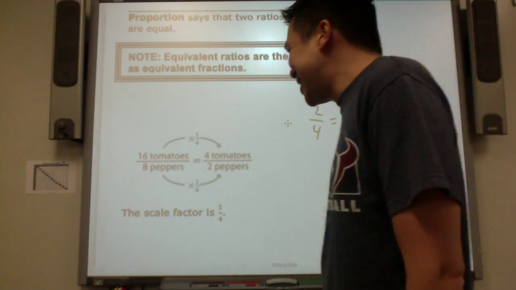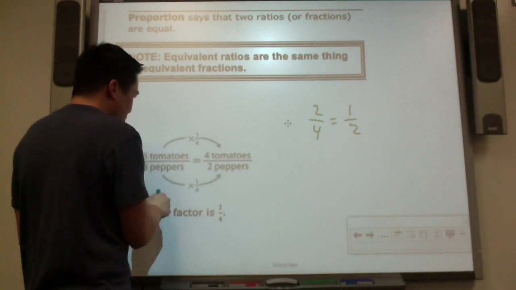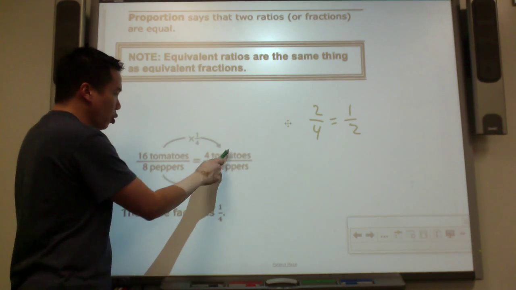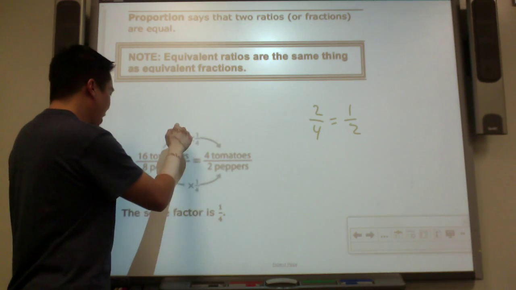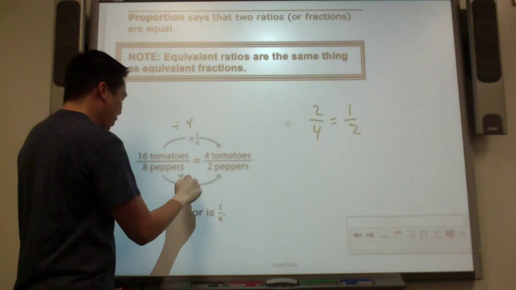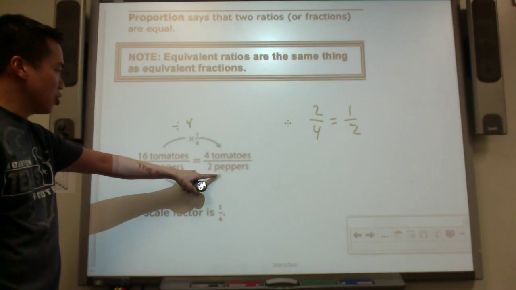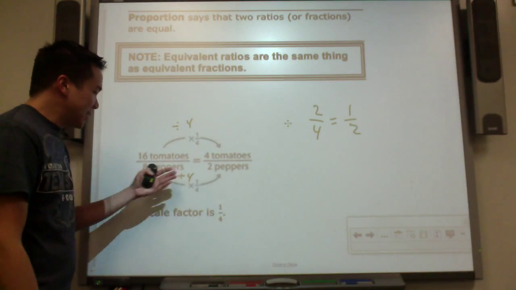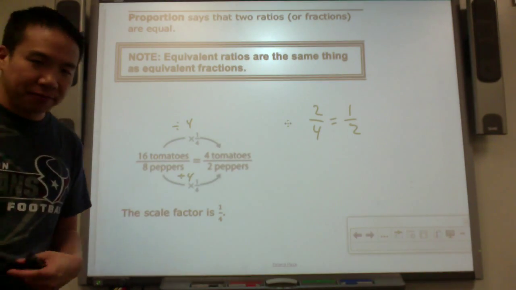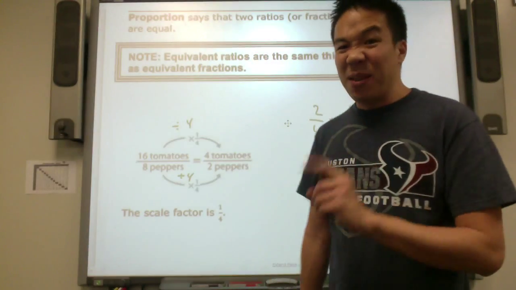So for example, 16 tomatoes to 8 peppers. Is it equivalent to 4 tomatoes and 2 peppers? You can divide by 4, divide by 4, or multiply by fourths, and you get 4 tomatoes and 2 peppers. So they are equivalent. This forms a proportion.